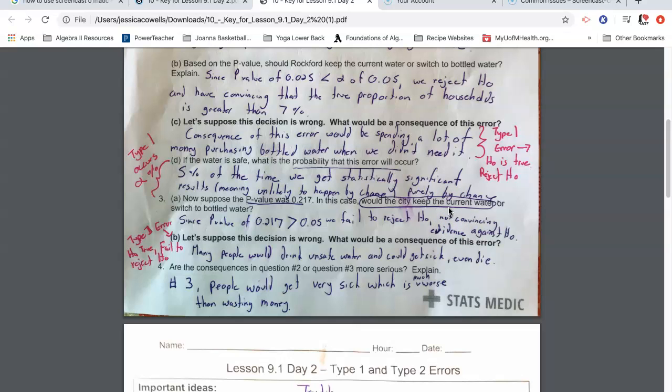But let's suppose the decision is wrong. We make this decision to fail to reject the null hypothesis, so that means we're going to keep the water. Well, what if that's the wrong decision? What would be the consequence of this error? Many people would drink unsafe water and could get sick and even die. Of the consequences in 2 or 3, which one is more serious? Obviously, number 3. People would get very sick, which is much worse than wasting money.